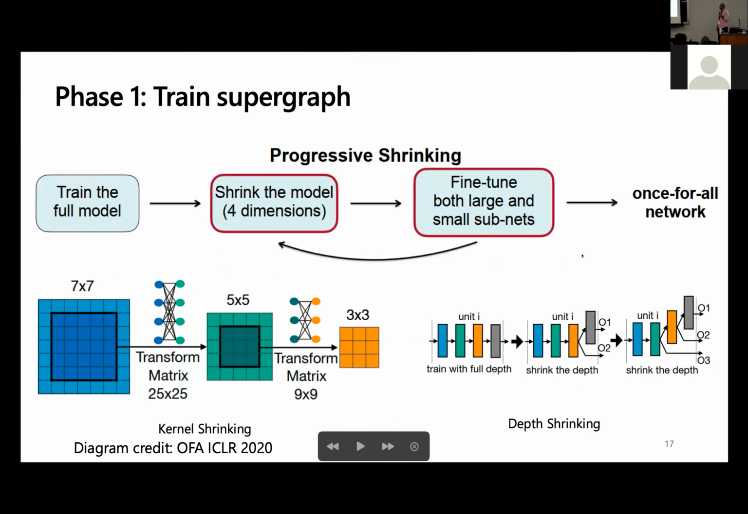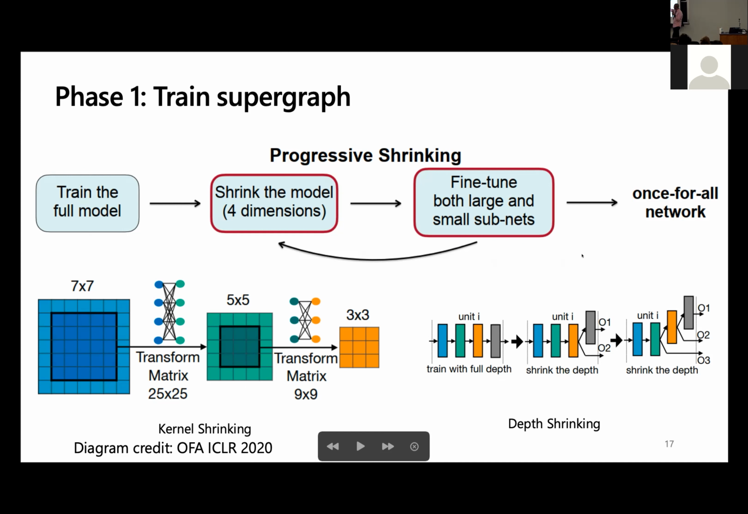Here is some progressive shrinking that they do. They shrink along four dimensions. The first one is kernel. In this particular paper, they're doing it for CNNs. So if I have a 7x7 filter, in order to extract a 5x5 filter, they learn a transformation matrix. This is all learned as part of the supergraph training, and then so on and so forth for 3x3. Then they also do depth shrinking, where in the beginning you train across all the layers of the supernet.